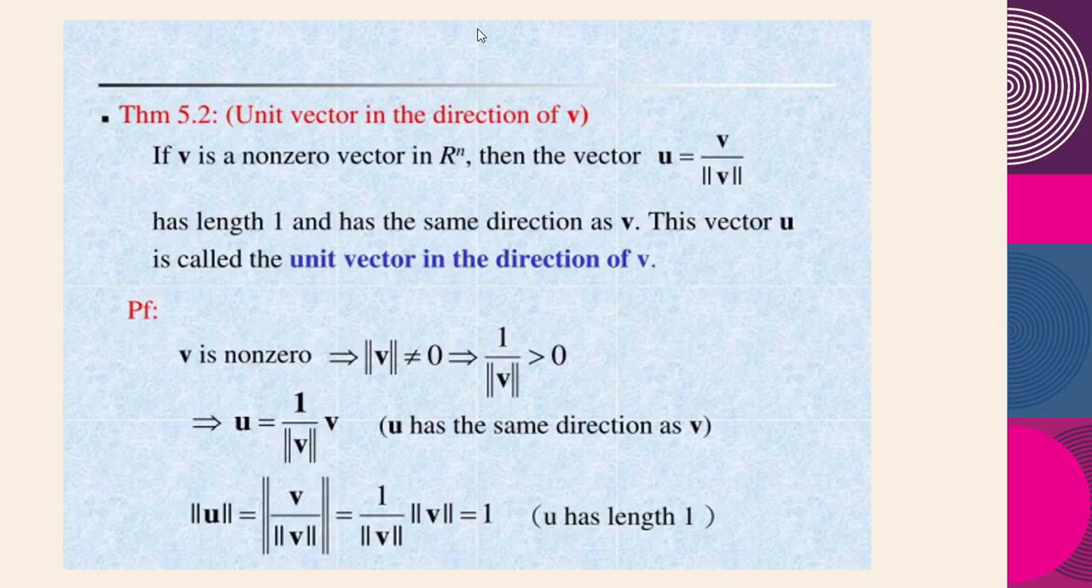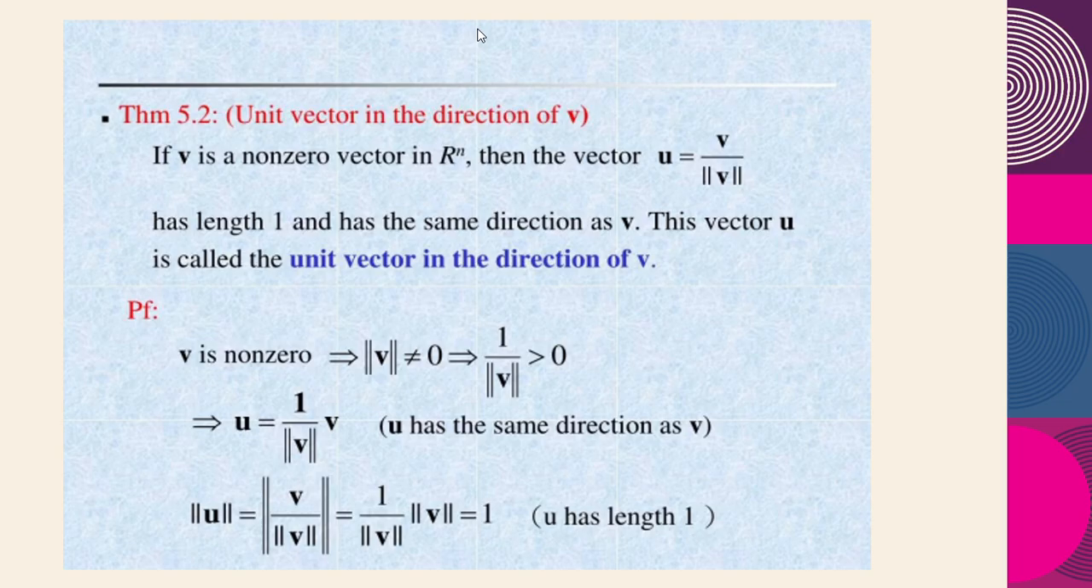This theorem tells us how to shrink or stretch any non-zero vector v so that it becomes a unit vector, but it still points in the same direction. We do this by dividing v by its own length. We call this new vector u.